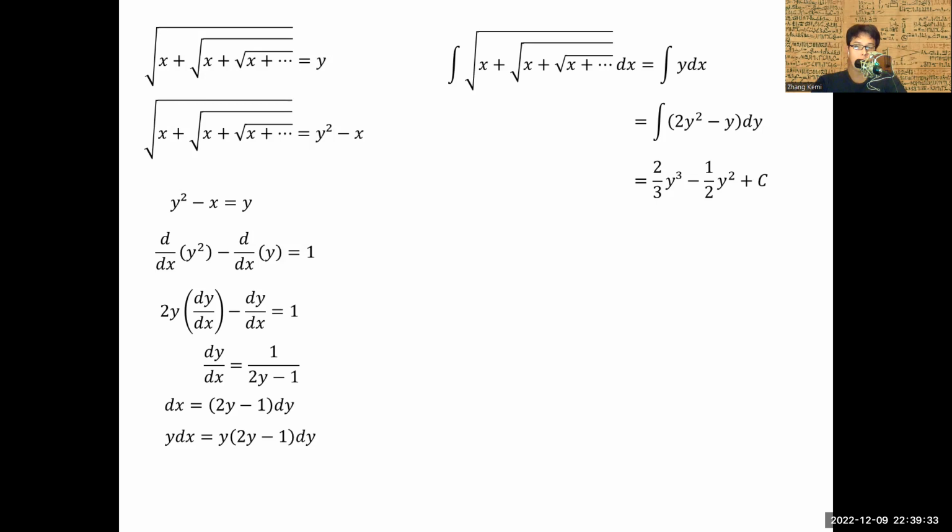So what I am doing at this point is performing something called the indefinite integral. I'm trying to find the function of the indefinite integral, and the solution to this function is 2/3 of y to the power of 3 minus half y to the power of 2, or y squared, plus the arbitrary constant c.